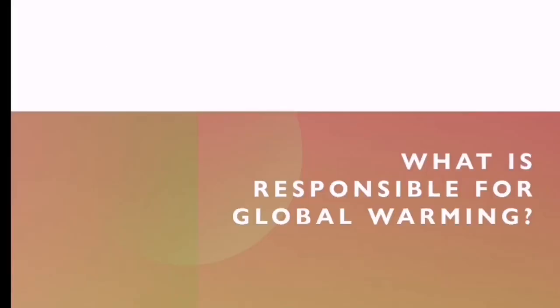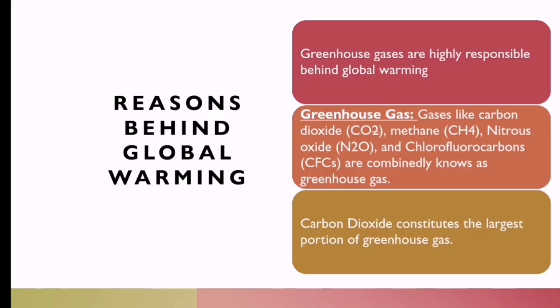But how are we increasing the temperature of the globe? What is responsible behind global warming? Greenhouse gases are highly responsible behind global warming. But what is greenhouse gas? Gases like carbon dioxide, that means CO2, methane, CH4, nitrous oxide, N2O, and chlorofluorocarbons, CFCs, are combinedly known as greenhouse gas. The increased presence of these gases in the atmosphere increases the temperature of the earth.